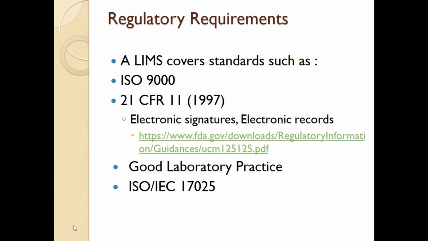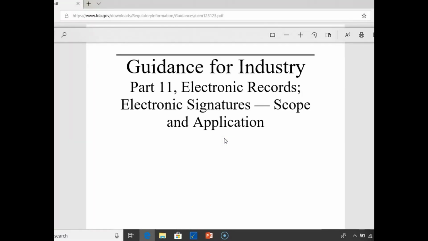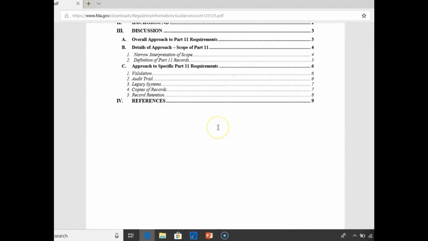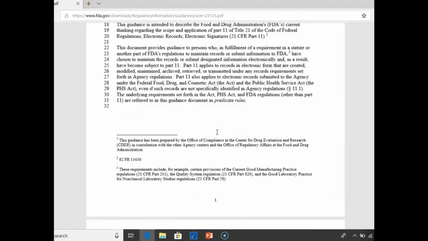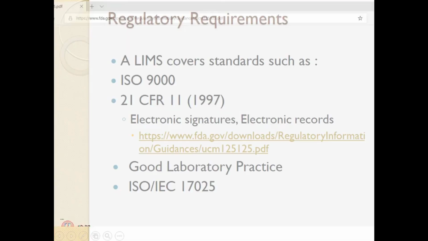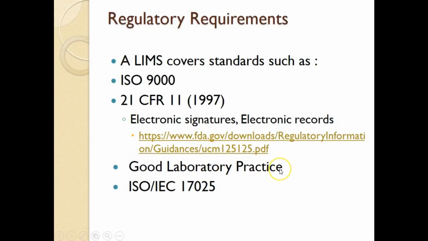The 21 CFR standard, specifically the electronic signatures and electronic records, which is listed here, talks about the requirements around how you monitor and control electronic signatures. Again, LIMS has the functionality to be able to do this. That document we would have referenced in previous lessons, so please take a look through that when you can. LIMS also complies with GLP practices, as well as previously mentioned good documentation practices and good manufacturing practices. It also complies with the ISO or the IEC 17025 standard.